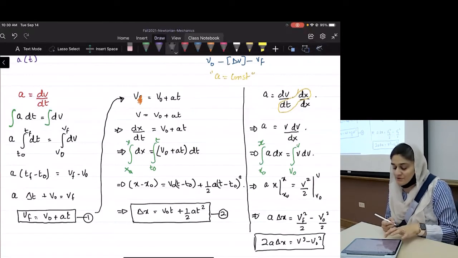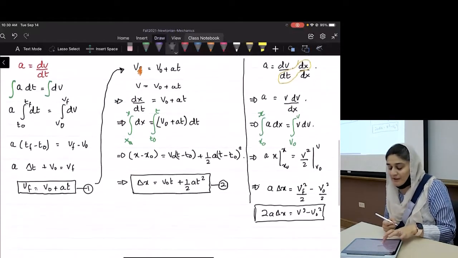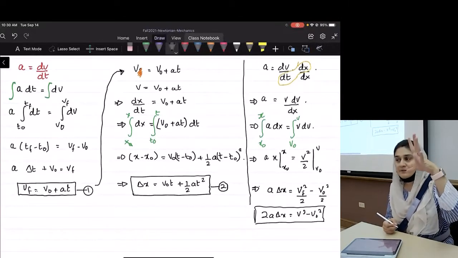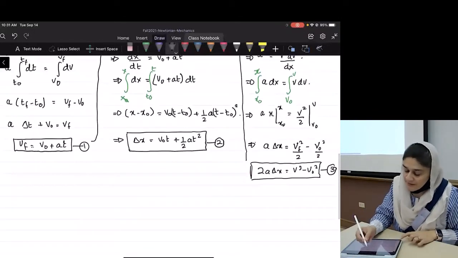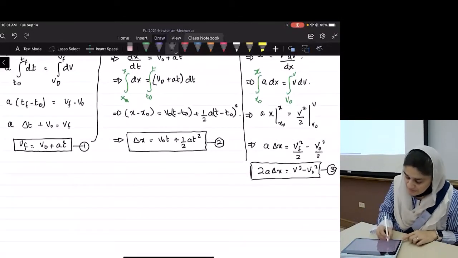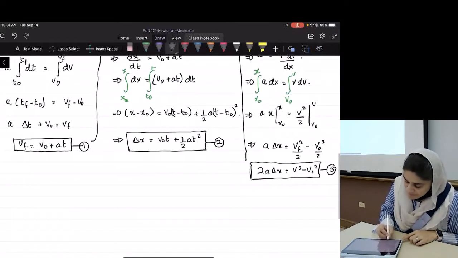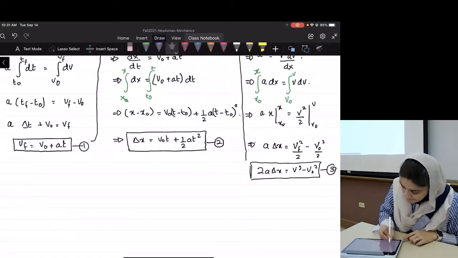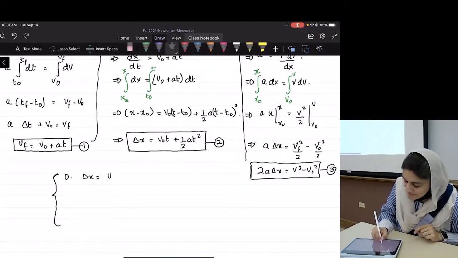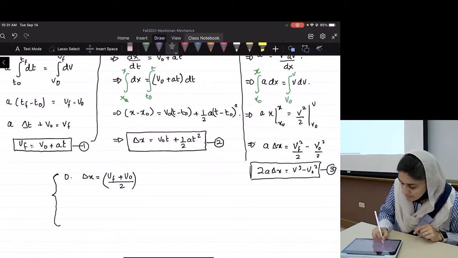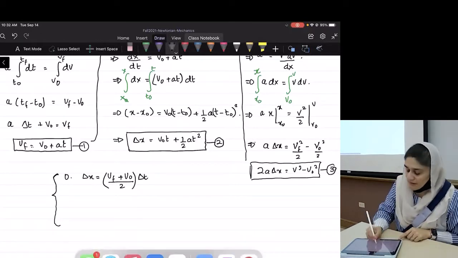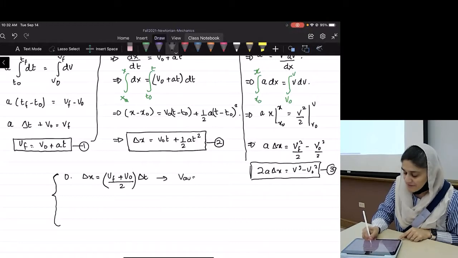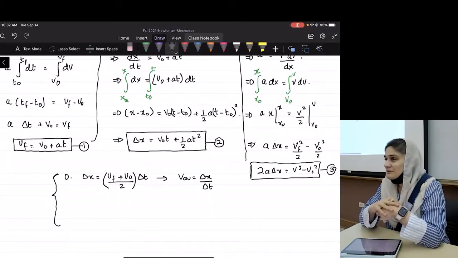Now, how do these equations change for when we have things being dropped? So the three equations of motion are delta x equals (v final minus v initial) divided by 2, times delta t. All it is, v average equals delta x over delta t. So I'm going to call this equation 0.